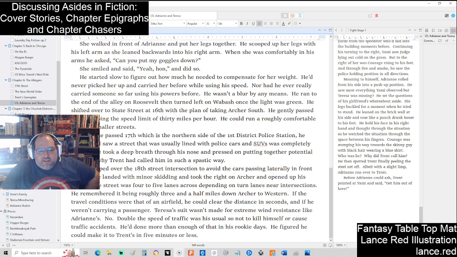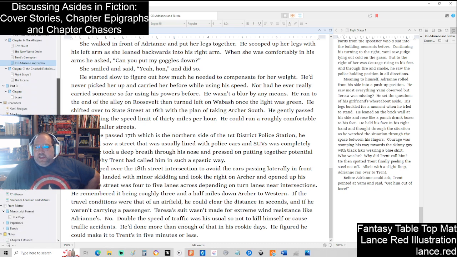When he passed 17th, which is the northern side of the 1st District Police Station, he turned and saw a street that was usually lined with police cars and SUVs. And we read through the next section, and then we get the breakdown that he's running down towards Western, where Trent is. So there's my fun application of what I've been up to.